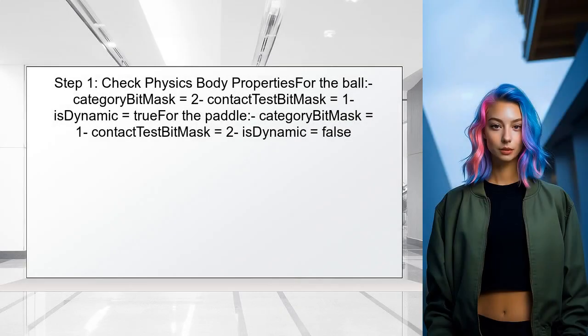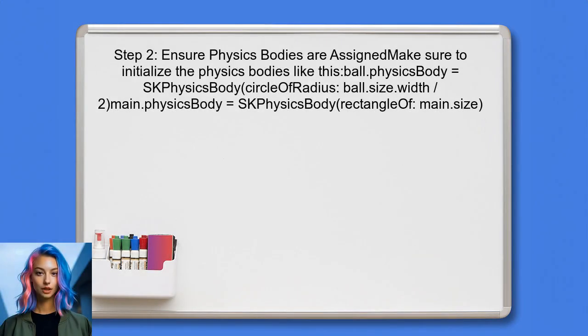in the future. First, the user should check the physics body properties of both the ball and the paddle. It's important that the category bit masks and contact test bit masks are set correctly to detect collisions. Next, the user needs to ensure that the physics bodies are properly assigned to the nodes. The ball and paddle must have their physics bodies initialized before the collision detection can work.